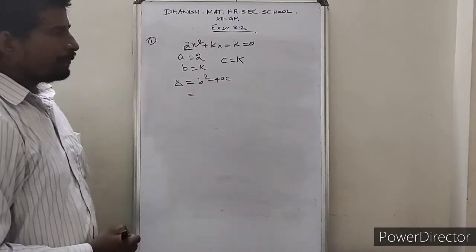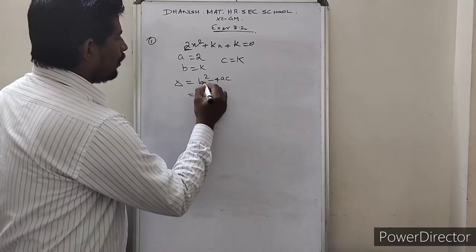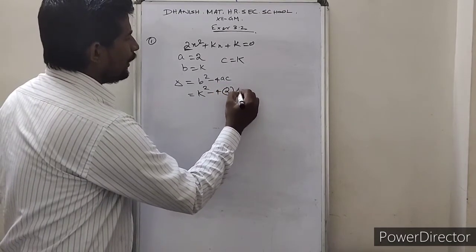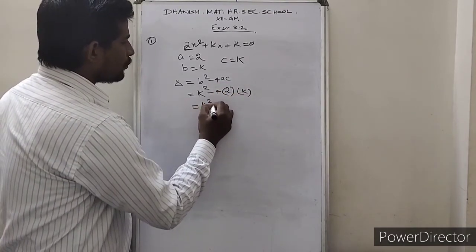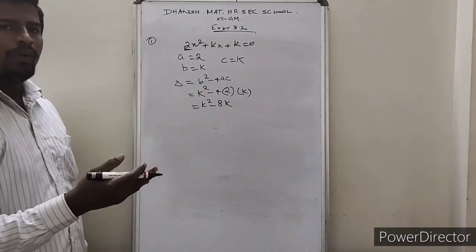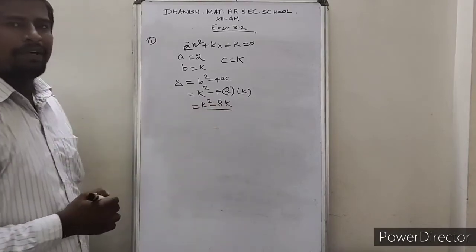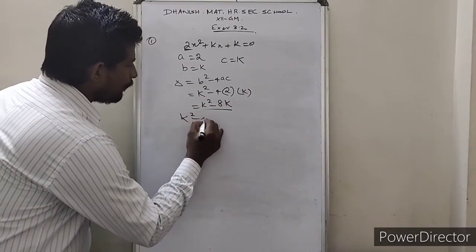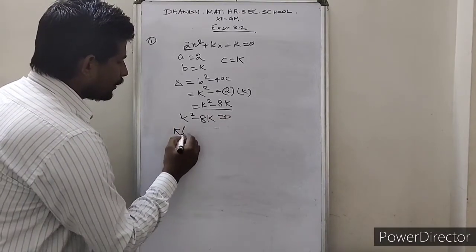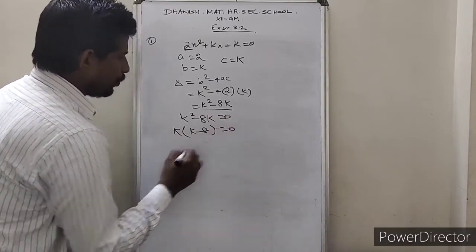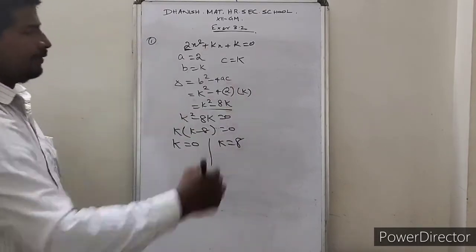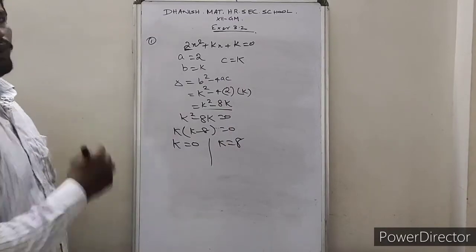This is equal to b square, what's our b square? k square, minus 4 into a, what's our a? 2, into c. Now k square minus 8k. Now we are going to find the zeros by equating this discriminant with 0. So k square minus 8k equal to 0. Here we can take k as a common factor. So k into k minus 8 equal to 0. So k is 0 or k equal to 8. Here our k values are 0 and 8.